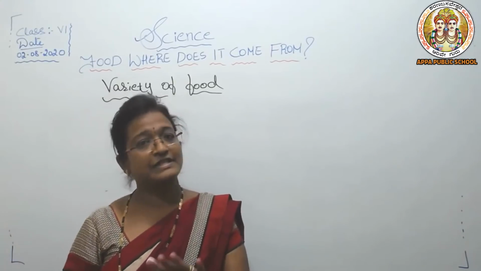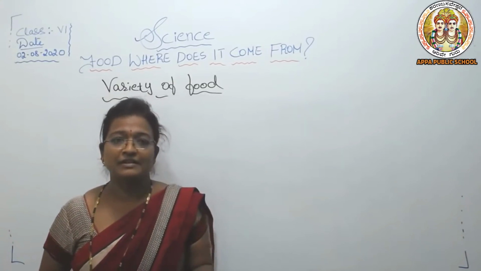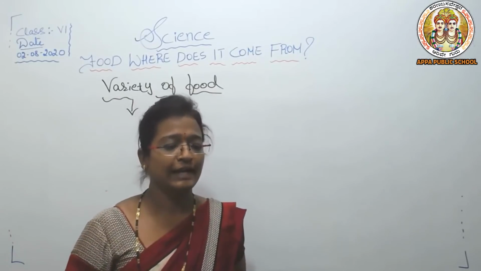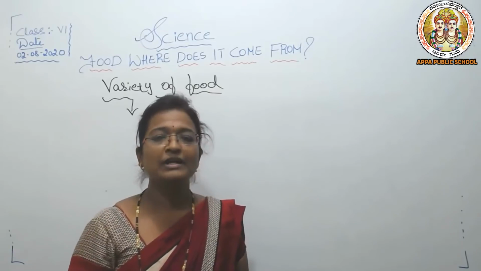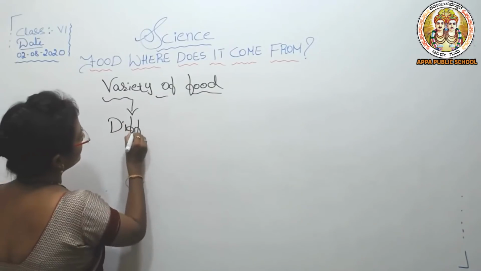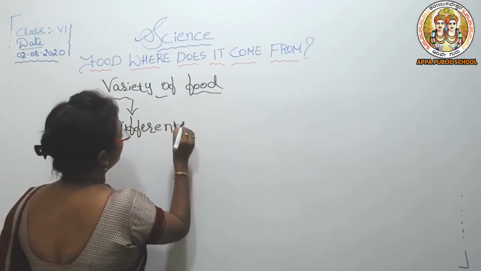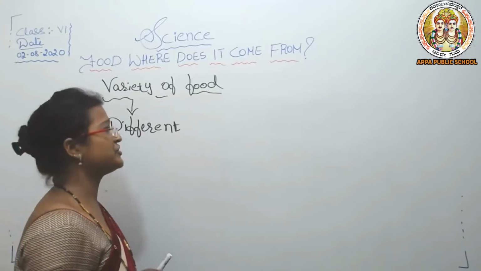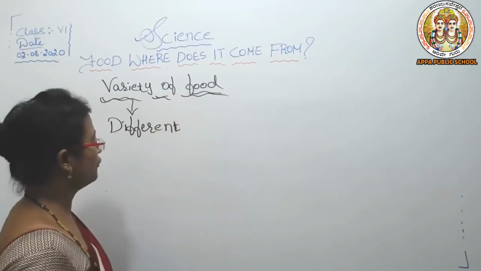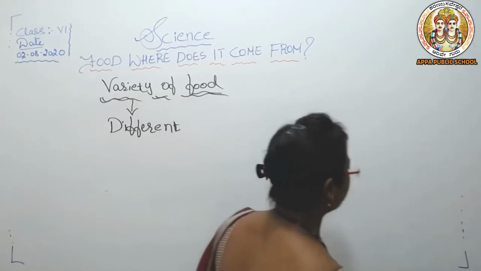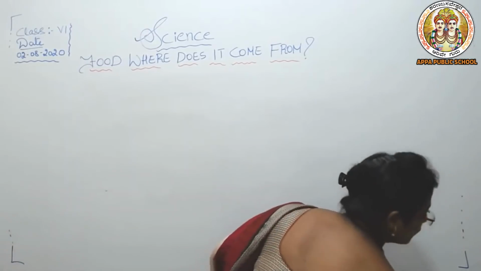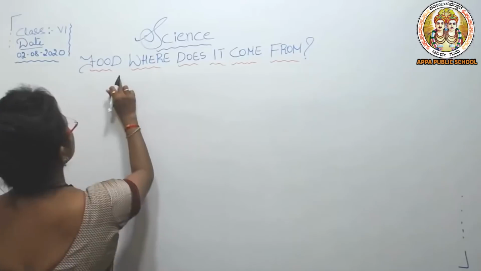In one class only, we see these varieties, so just imagine in other states. According to their culture and according to their environment they eat food. So here variety comes different. South Indian food, North Indian food, there are many dishes. For it we call variety of food. So this is about variety of food. Is that clear?